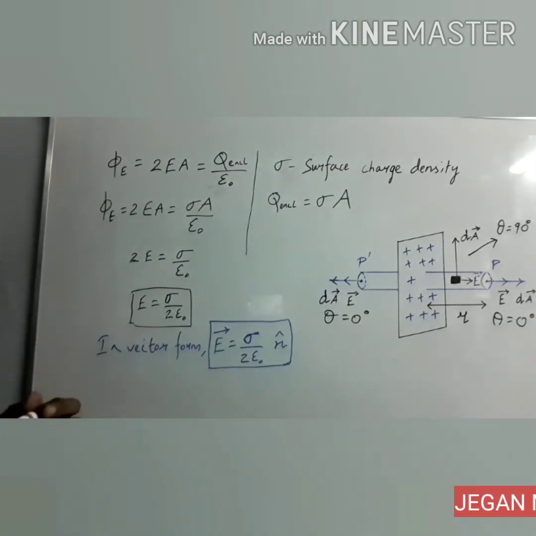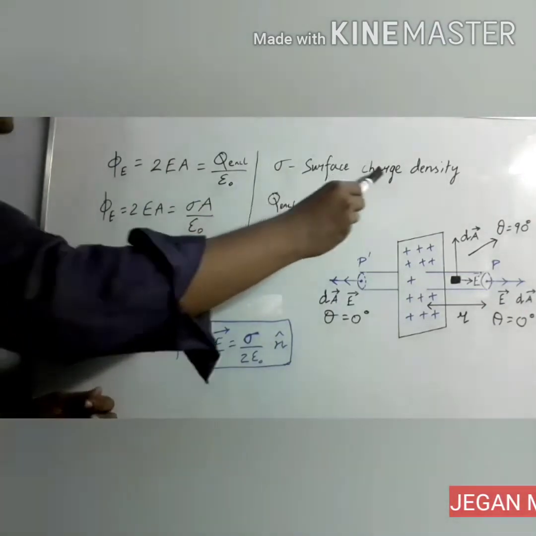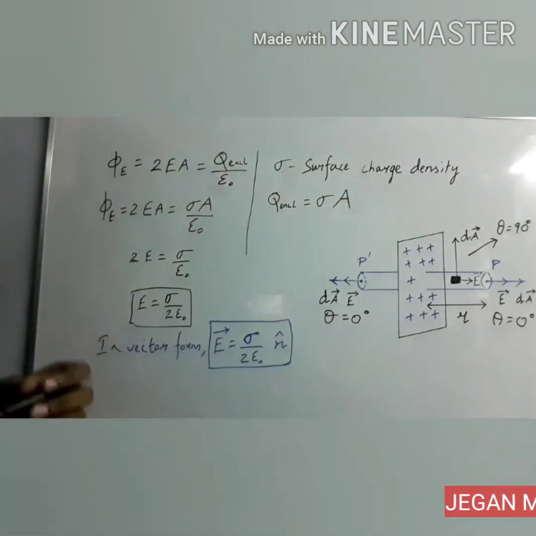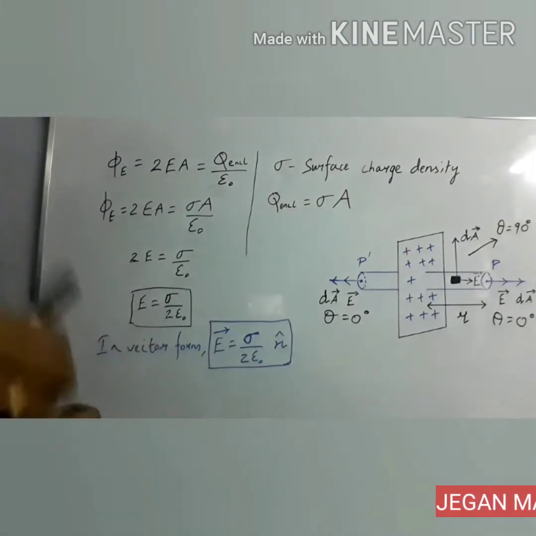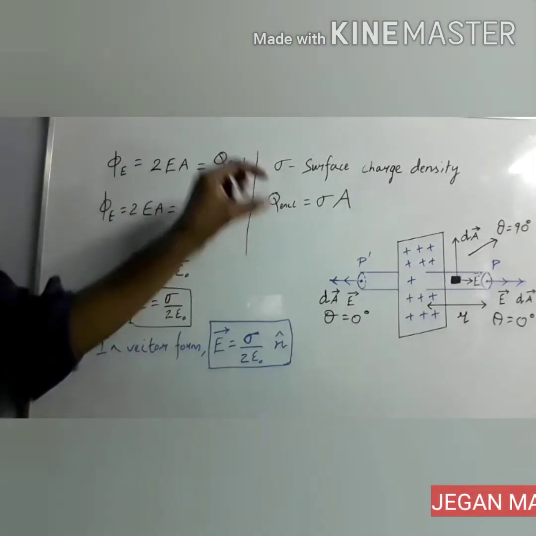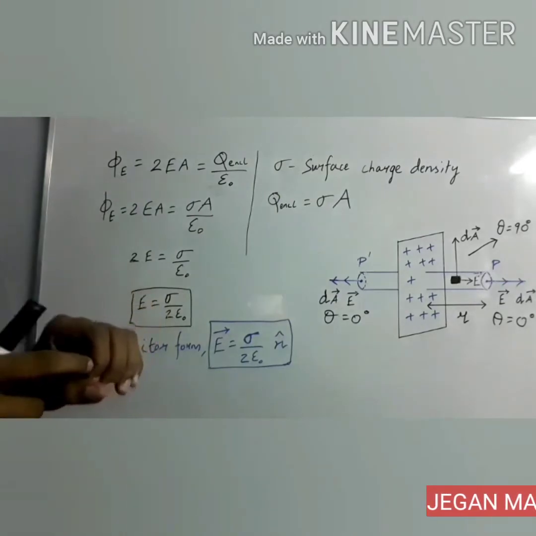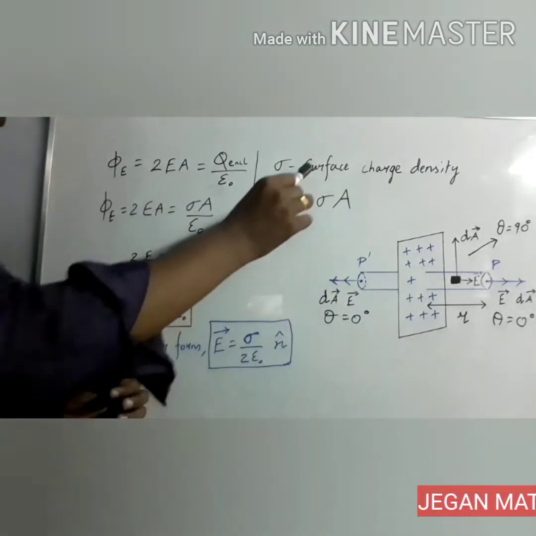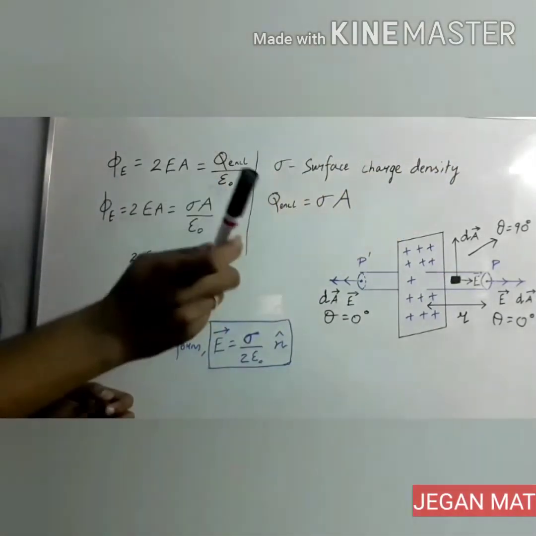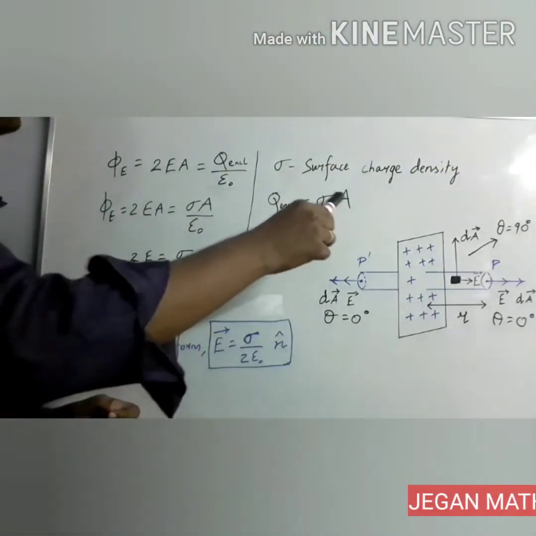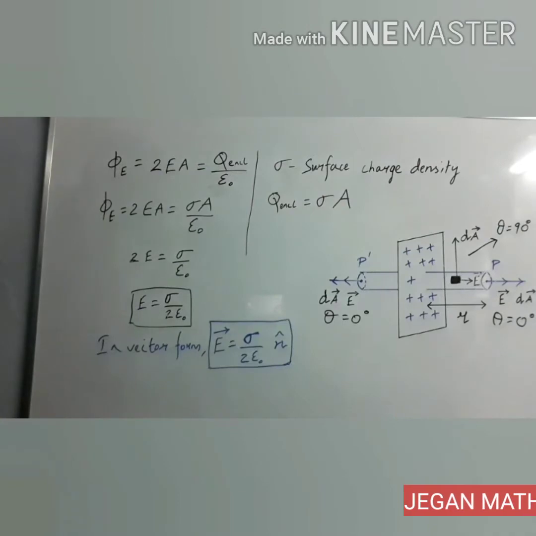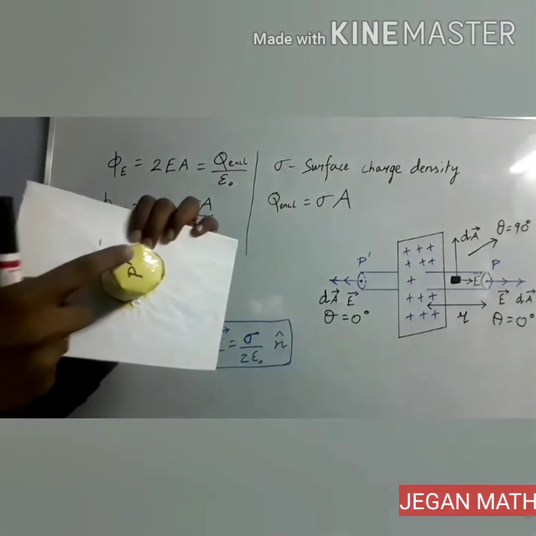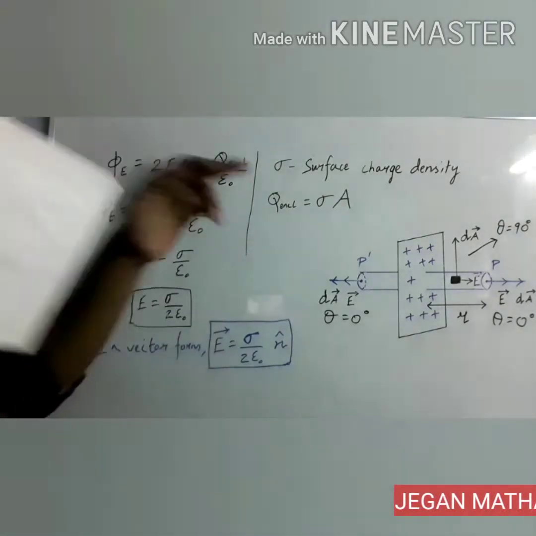To find that value, we have to use the surface charge density. At the beginning of this session, we learned that surface charge density is nothing but the charge per unit area. So this value is multiplied with the area of the Gaussian surface, and then you can find the amount of charge in the Gaussian surface. So the enclosed charge is equal to the surface charge density, that means charge per unit area, times the area of the Gaussian surface. We know that A is the area of this Gaussian surface, so it can be multiplied.